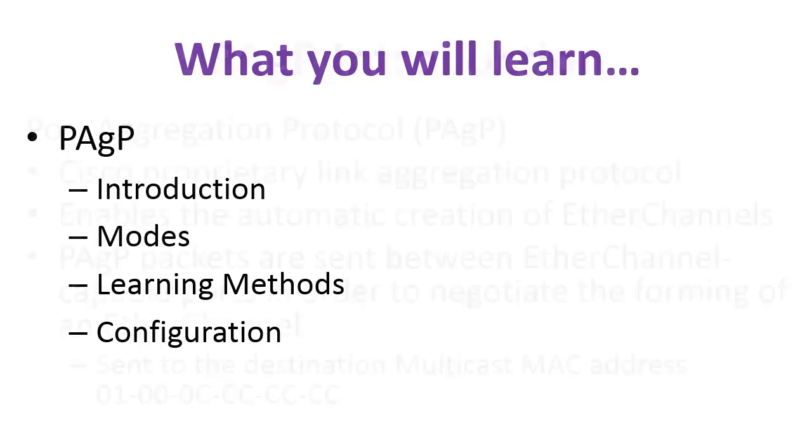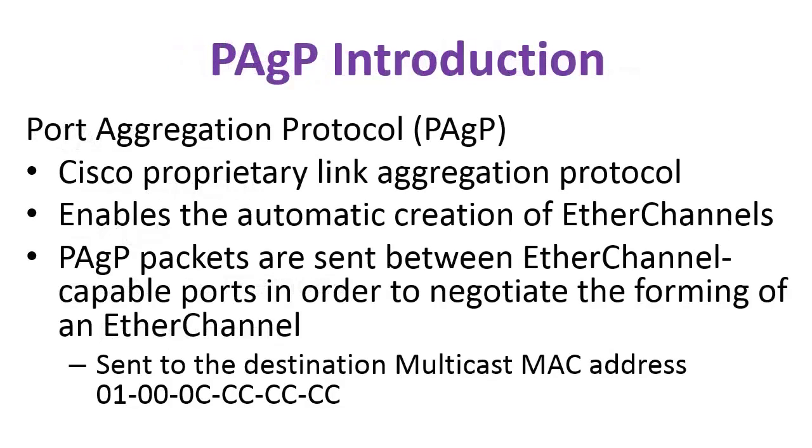The port aggregation protocol is a Cisco proprietary link aggregation protocol, and it enables the automatic creation of EtherChannels. Packets are sent between EtherChannel-capable ports in order to negotiate the forming of an EtherChannel, and the traffic is sent to a specific destination multicast MAC address, as you can see.